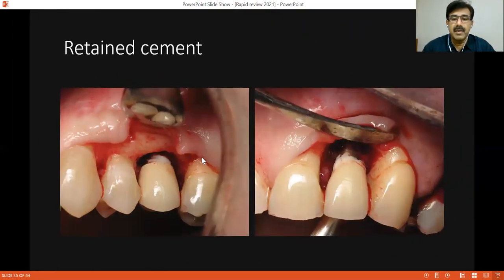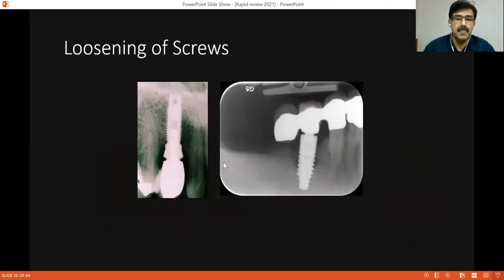Now, look what has happened. There is cement in relation. There's a cement retained crown. The cement is retained, and that has resulted in this massive bone loss over here. Look at the undercontour condition. There's not a joint, there's a gap between here. A lot of plaque is going to accumulate. The patient is not going to maintain this area well, and it has resulted in that bone loss.